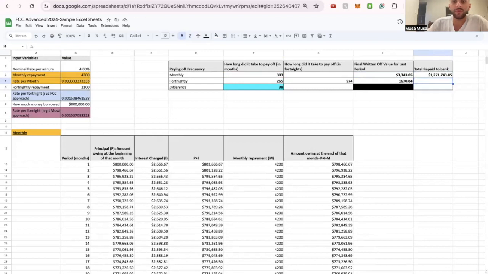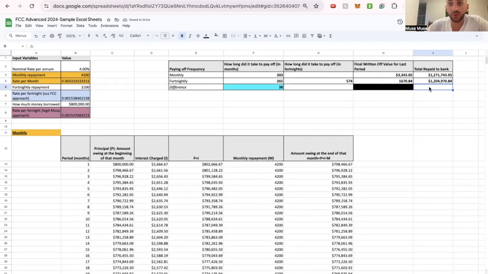How much should we pay to the bank if we did this fortnightly? Well, don't look at the month one. That's just there because we want to compare it. But let's just look at the one that's actually in fortnights. We didn't pay 2,100 for 574 fortnights. We only did it for 573 fortnights. So it's going to be 574 minus 1 times 2,100 and then plus the final written off value. Let's make this dollars as well.